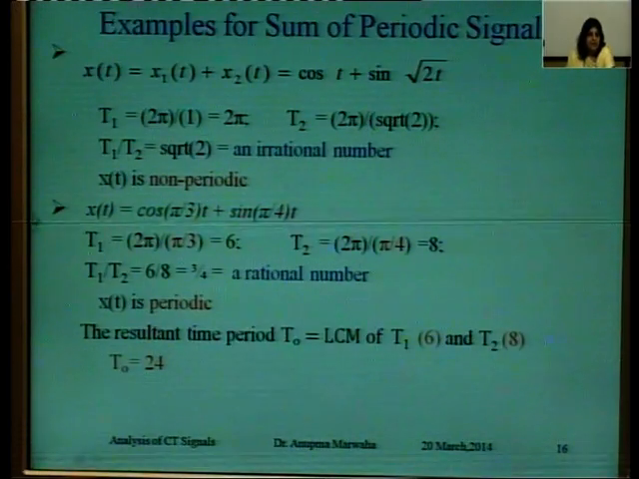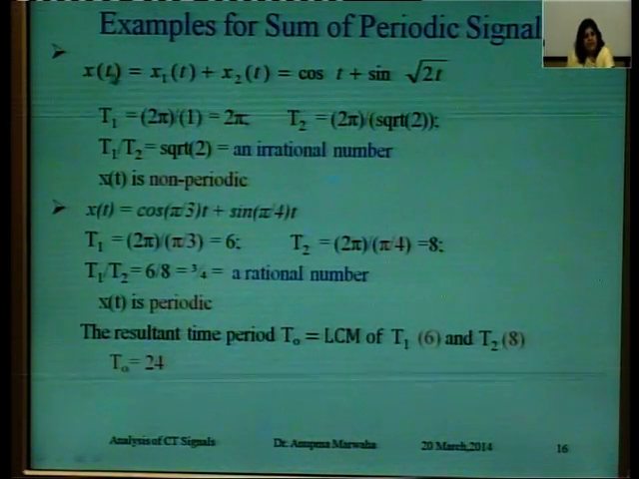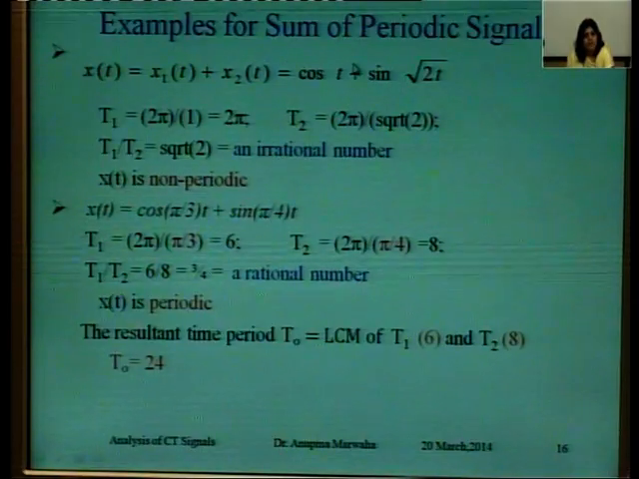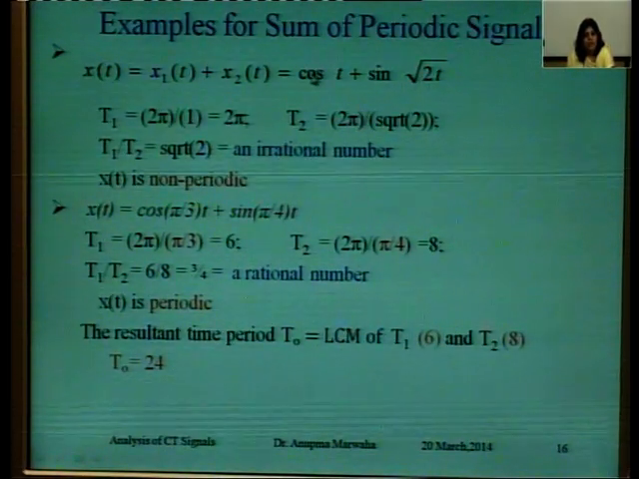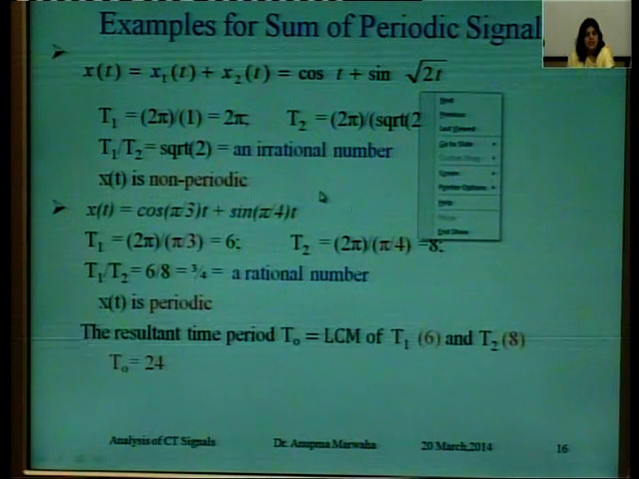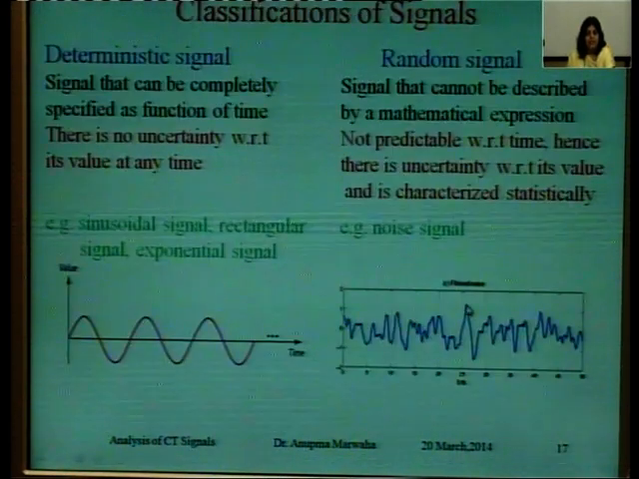For example, we will discuss two examples. Let x(t) be equal to cos of t plus sine of root 2 t. Both are periodic signals. Here we can see that both are periodic signals.